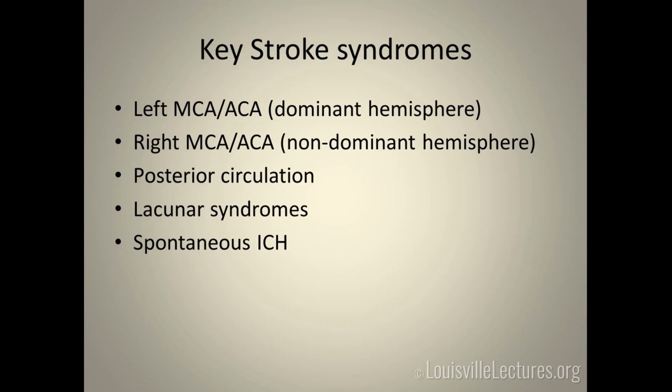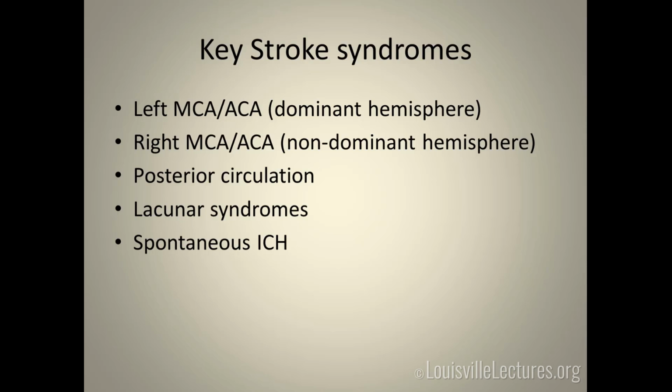I'm not going to go through all the stroke syndromes, but these are some of the main stroke syndromes which we see on a regular basis: left MCA or left ACA, or a combination of those when the patient has a left ICA occlusion, and right MCA. Then we have posterior circulation.